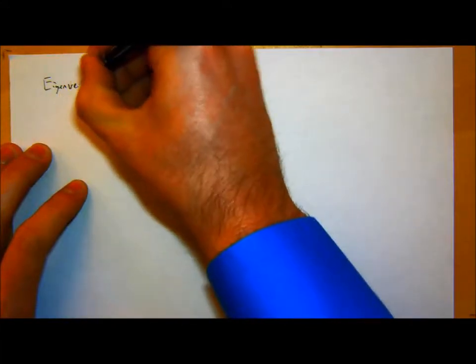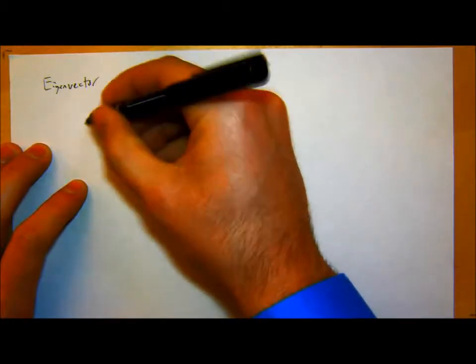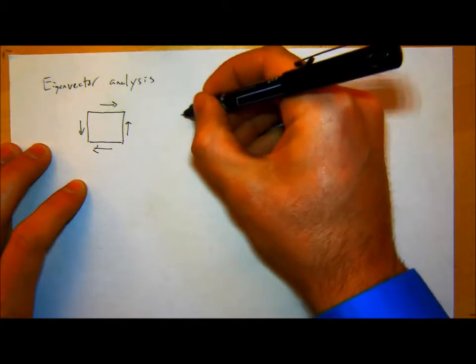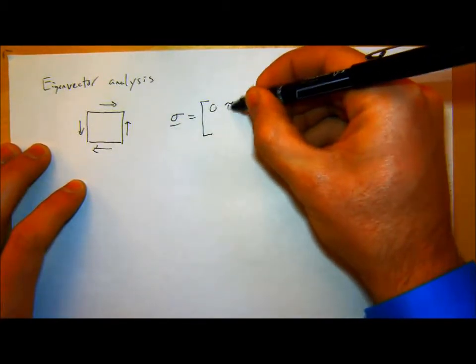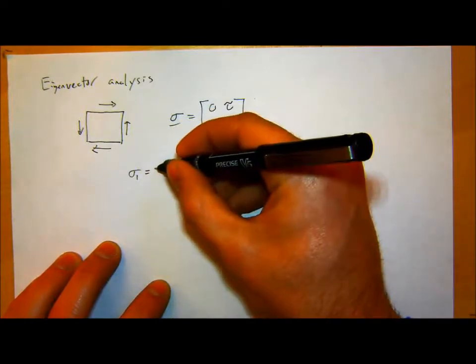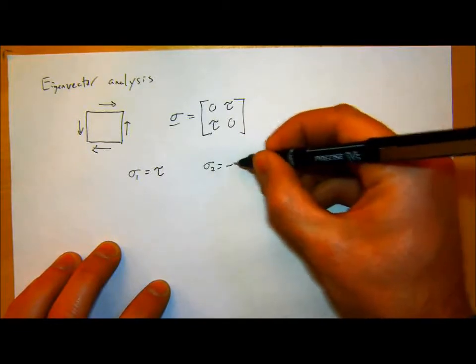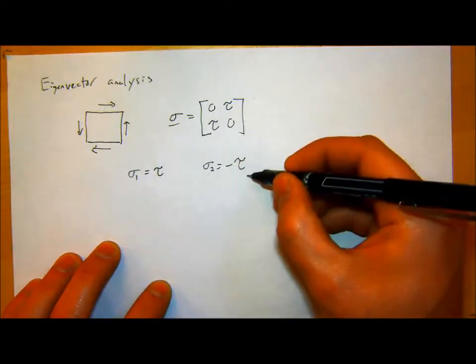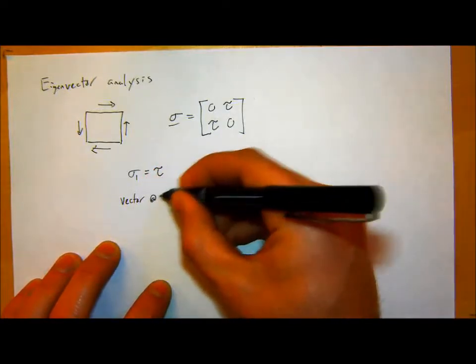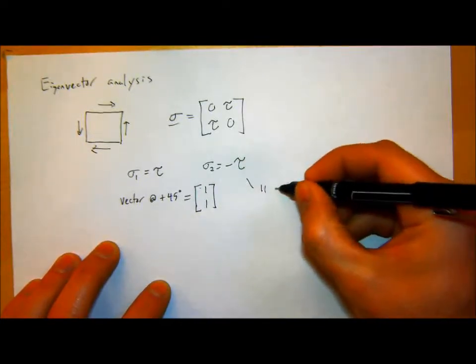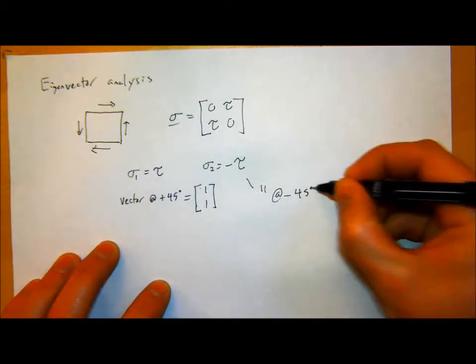let's do some eigenvector analysis. I have, again, for this tau state, a stress sigma, which is equal to zero, tau, tau, zero. I know that the principal stresses, sigma one was plus tau, sigma two was minus tau. I know that the direction that those occurred at was plus 45 degrees and minus 45 degrees. So the vector at plus 45 degrees, I can just say, is some vector 1, 1. Here, the same at minus 45 degrees is equal to 1, minus 1.